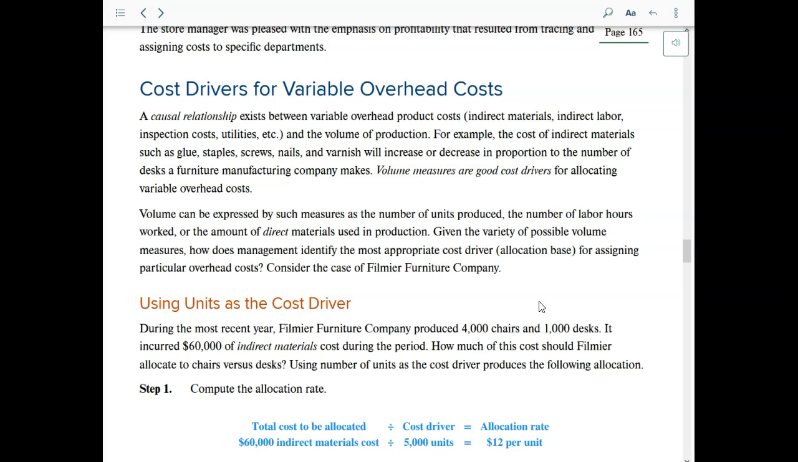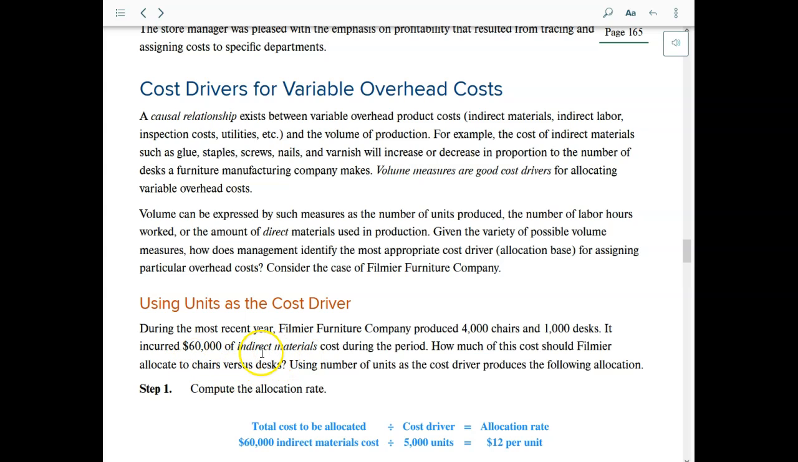It can be the depreciation of the factory building, utilities in the factory building, all kinds of shop supplies, cleaning supplies. Also indirect materials such as glue and small items you use in the product itself. So we have a lot of items in overhead. We have to find some way though to allocate that overhead to the products that we're producing. In this example, it looks like we have 4,000 chairs being produced in the most recent year and 1,000 desks. We have $60,000 of indirect materials.